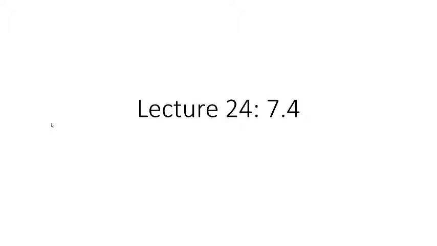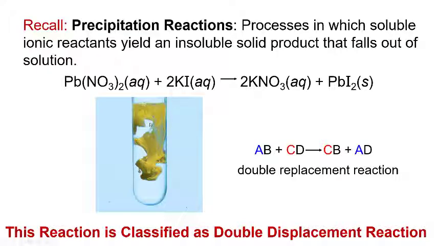This lecture is on Chapter 7.4 on precipitation reactions and solubility rules. So recall our precipitation reactions, which are processes in which soluble ionic reactants yield insoluble solid products that fall out of solution. And so again, we have two different aqueous salts combining together to form at least one solid compound, a solid insoluble salt, and then either an aqueous or a solid second salt.